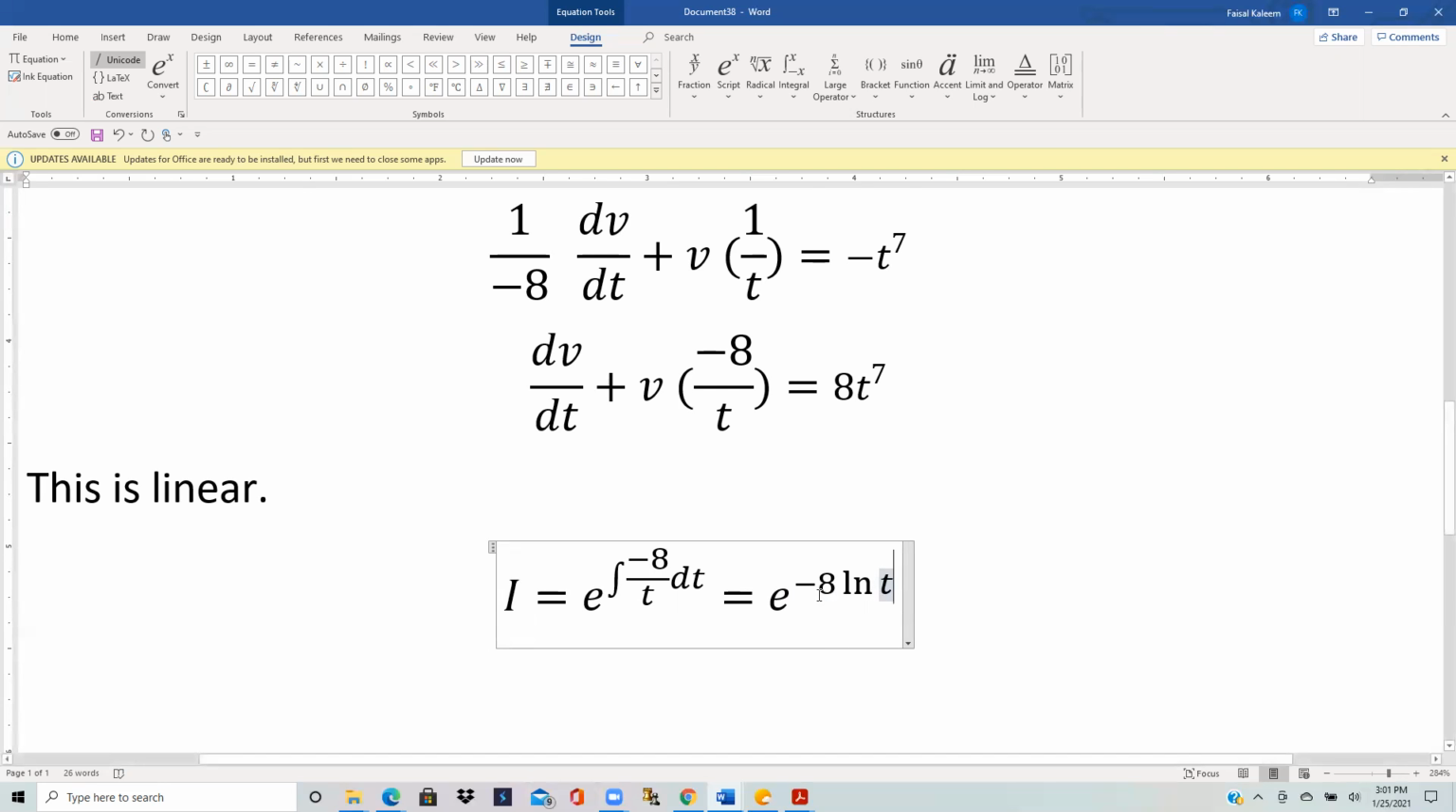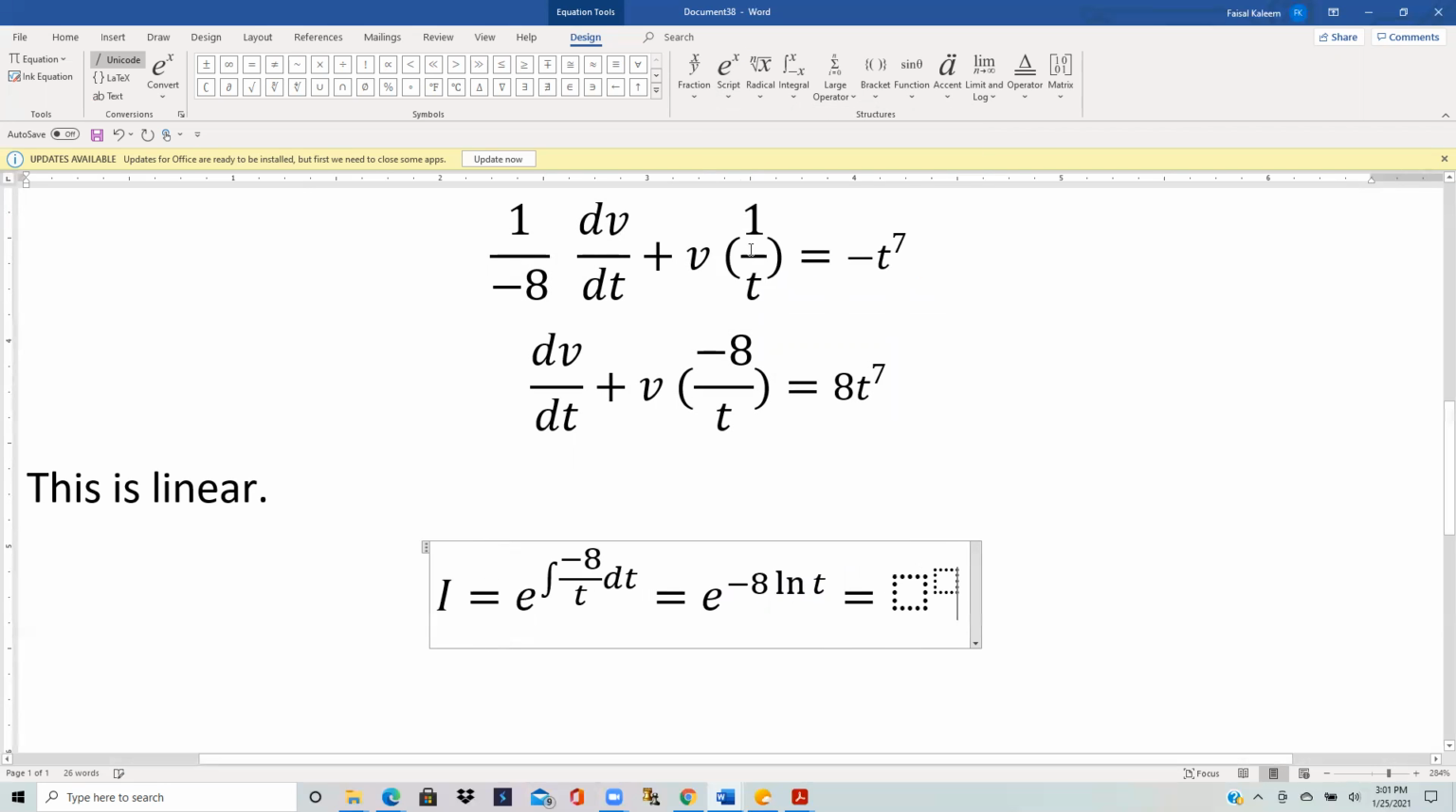And we will raise the negative 8 to the power here. So it'll be e power ln t power negative 8. And then the e and ln will cancel. So that will be t power negative 8. Okay. So that's the integrating factor.